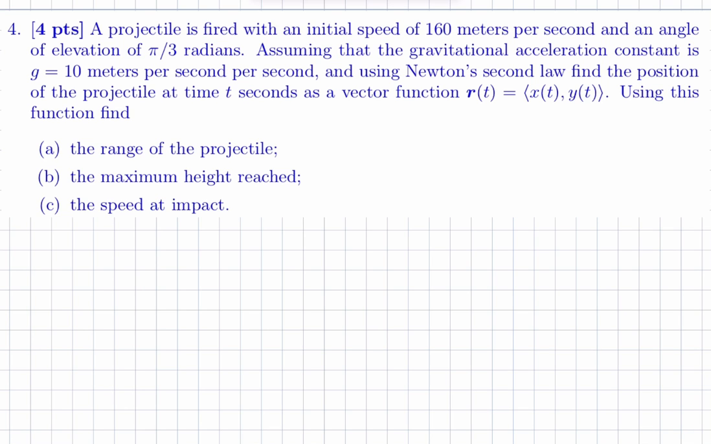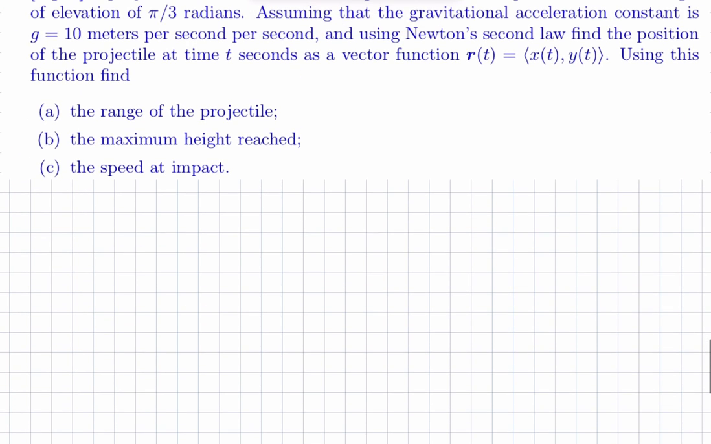So let's get started. The first thing we need to do is find our position vector. To get our position vector, we have to understand that we're given the initial velocity of the projectile, but we need it in its components. So the y component and the x component. So this is our y and this is our x components.